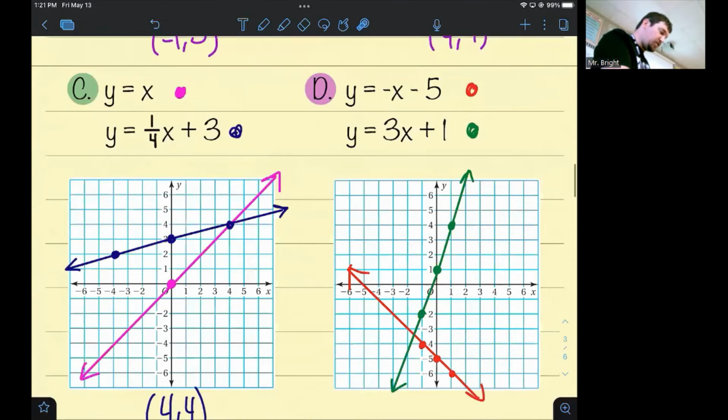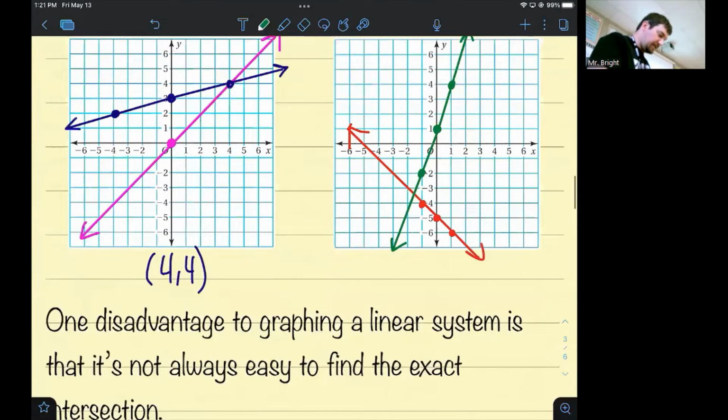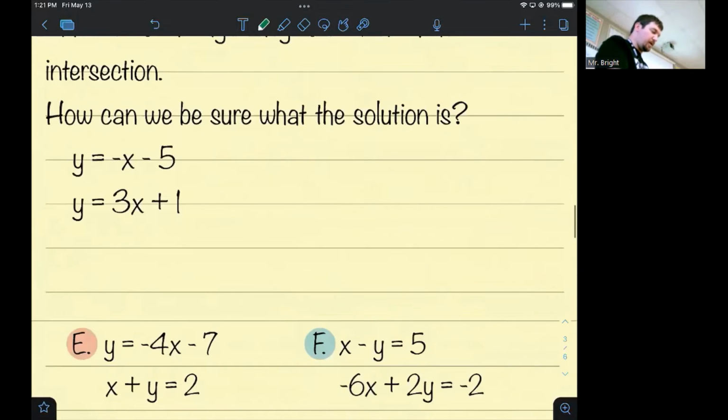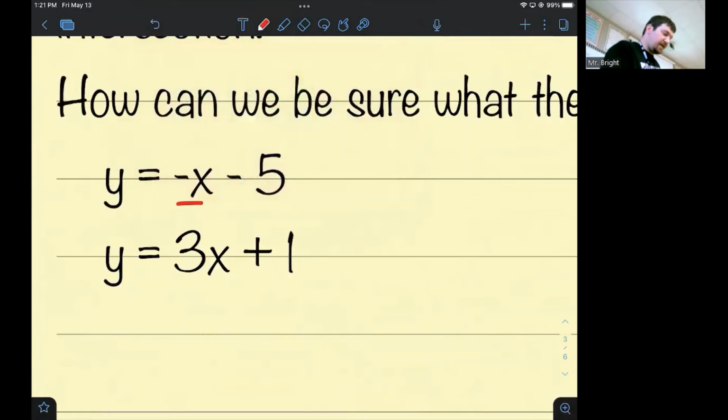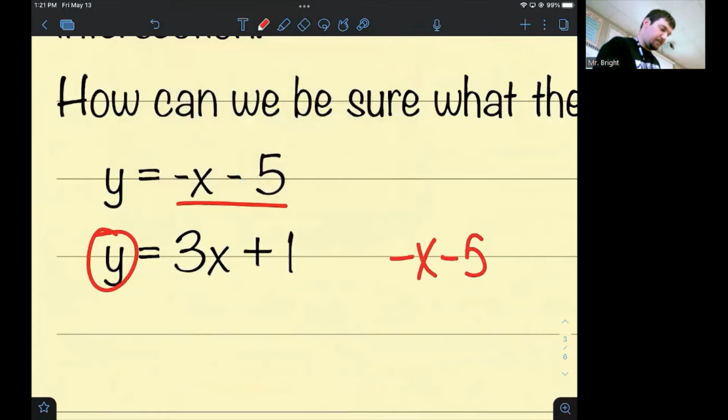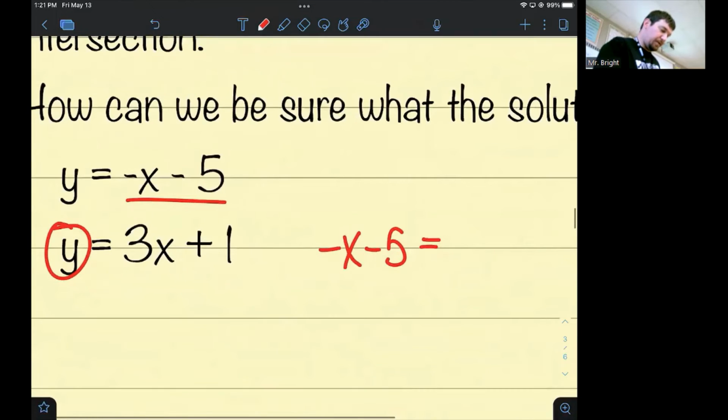And so why don't we try substituting? Let me look ahead to see if that's what we have. Yeah, that's exactly what we're going to do right here. We're going to substitute -x minus 5 for that y right there, making this new equation on bottom: -x minus 5 equals 3x plus 1.